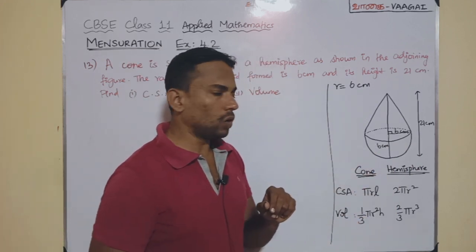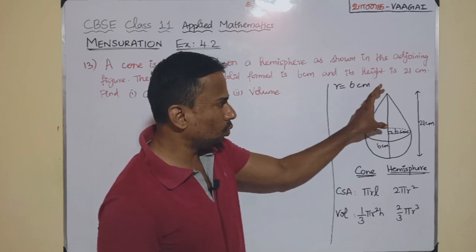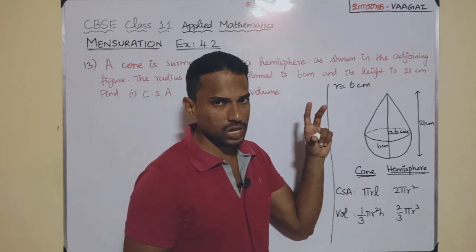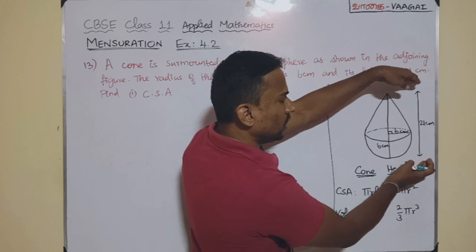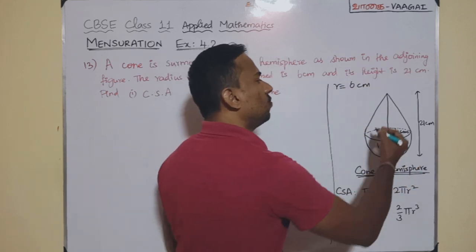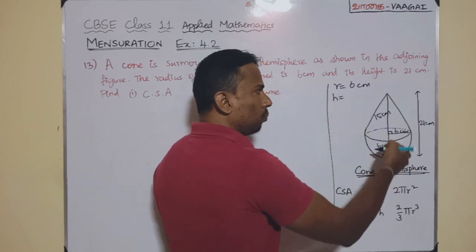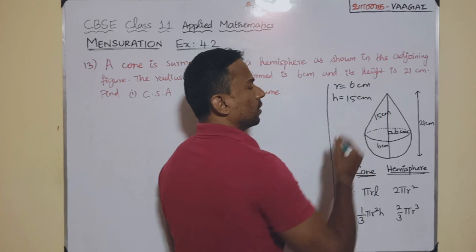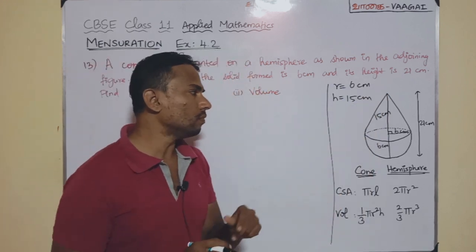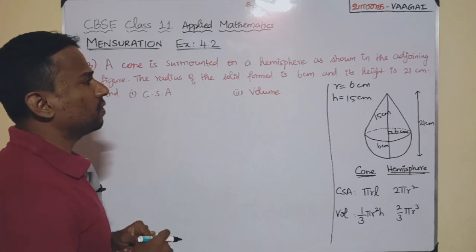Yes. Now when we concentrate on this cone portion's height alone, it will be nothing but this total 21 minus this 6. So I will get 21 minus 6, 15 centimeter. So the height of the cone portion alone will be 15 centimeter. Okay, fine. Now next, what are all the things we have to find here, that we will see.